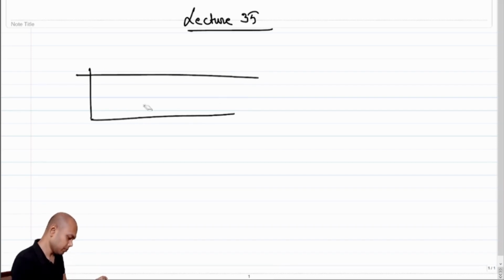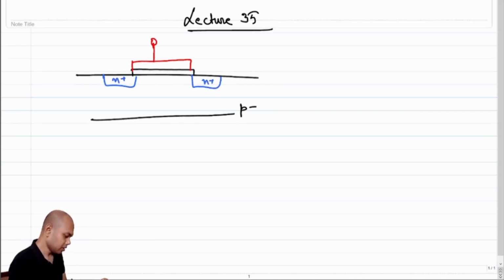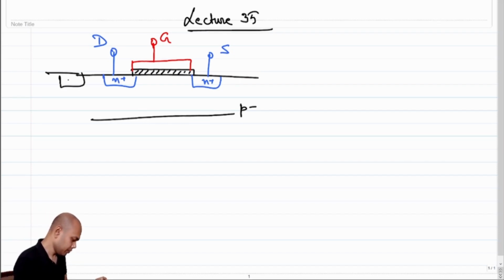So your MOSFET, if this is a p-type substrate, on top of that p-type substrate we had an oxide layer, and on top of that oxide layer we had a metal layer, and obviously here we have N plus, right? So this is metal, this is gate, this is oxide, and here we have, we can call this drain, we can call this source, right? And we have another terminal which is body, right?